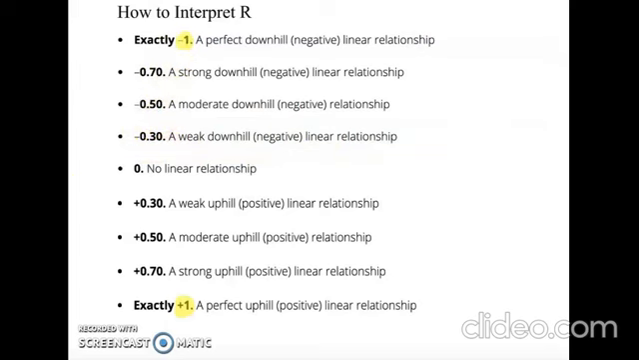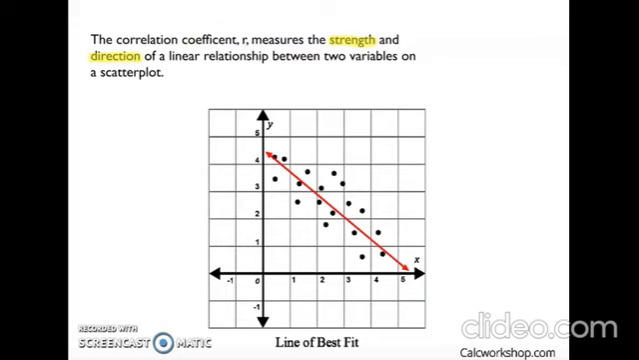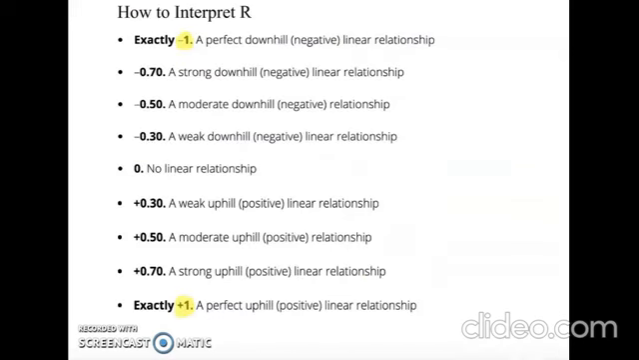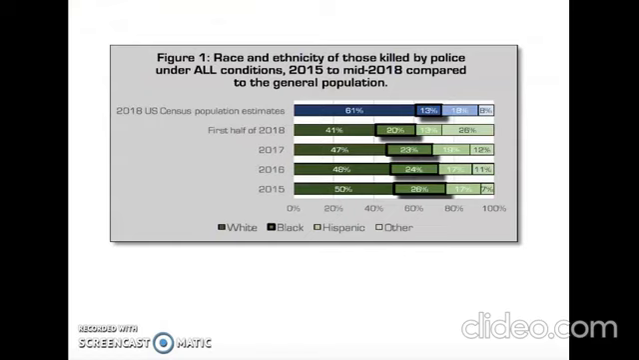So if we look back at this, we know that our R value will be negative. And it's not the strongest, but it's also not the worst. So judging from this, I would say between -0.5 and -0.7 would be that R value. Okay, now let's use this in the real world.